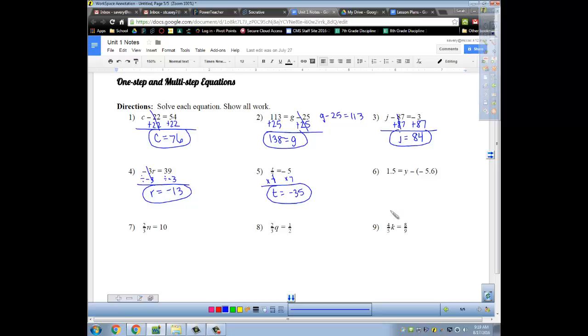Number 6 is a little tricky. If you can simplify the problem a little bit before solving it, it's a good idea to do that. So I don't like this minus negative stuff, so I know that minus and negative is the same thing as adding, because we do keep change. Okay, so now I have this plus 5.6, so I'm going to do the opposite and subtract 5.6 from both sides. And 1.5 minus 5.6 is negative 4.1. Bring down your y.